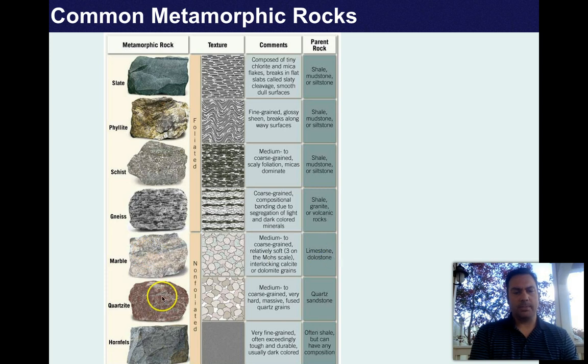We haven't spent a lot of time talking about that. Quartzite, which is the metamorphic form of quartz sandstone. And these are actually really common, turns out. And then hornfels, which is often shale but can have any composition, and they're very fine grained, exceedingly tough and durable, and usually dark colored. This is one of the ugliest rocks on Earth, if you ask me. So we have some of the most beautiful rocks up here, and probably the ugliest one down here, one of the ugliest, right next to graywacke.